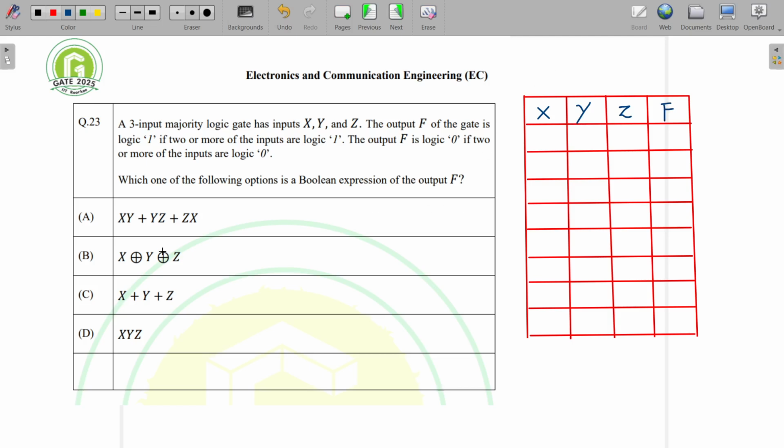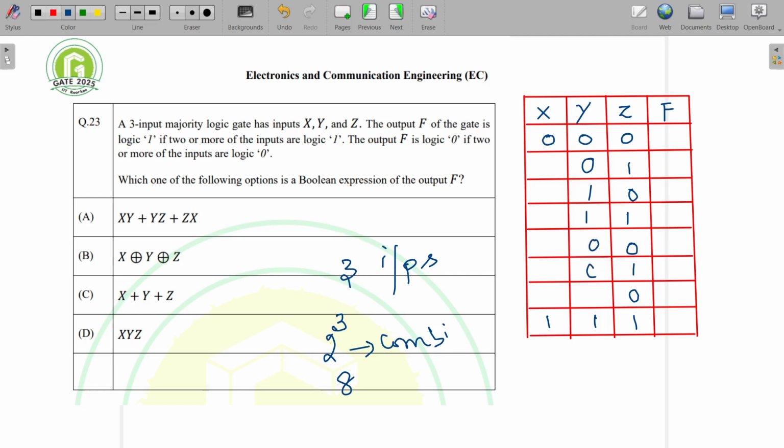Since we have three inputs, how many combinations are possible? 2 power 3 combinations are possible, right? So in that case, we will have a total of 8 combinations, varying from 0, 0, 0 to 1, 1, 1. The easiest way to fill up this table is 0, 1, 0, 1, 0, 1, 0, 1. Then you put 0, 0, 1, 1, 0, 0, 1, 1, right? Then here 4 zeros followed by 4 ones.